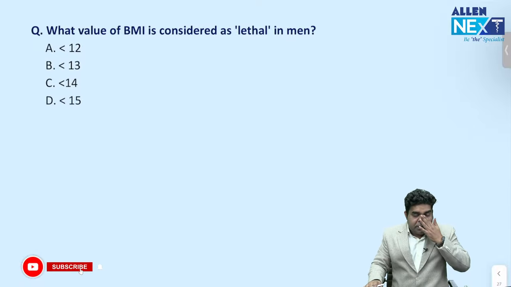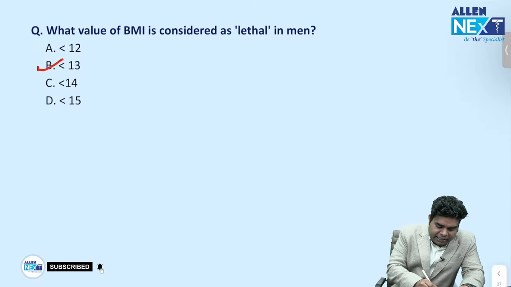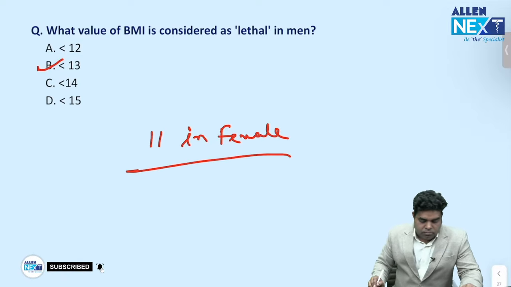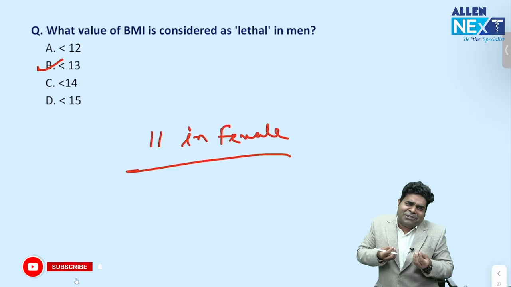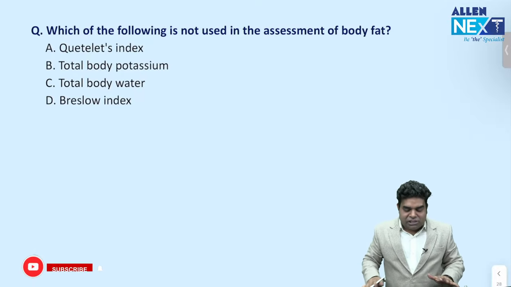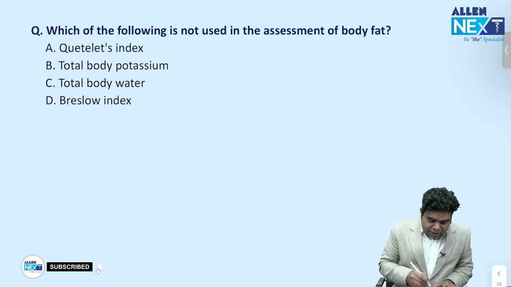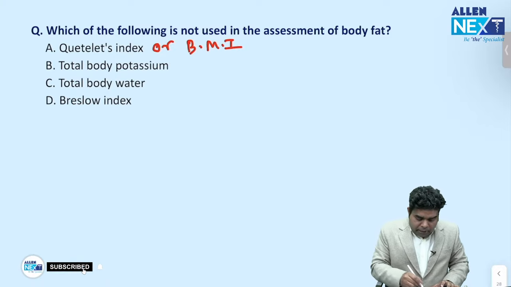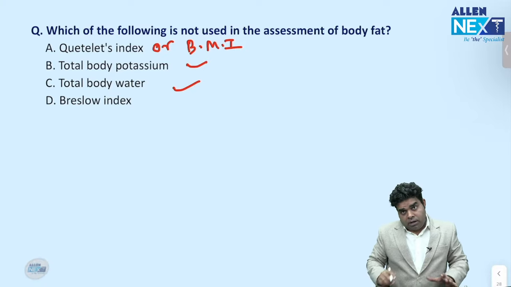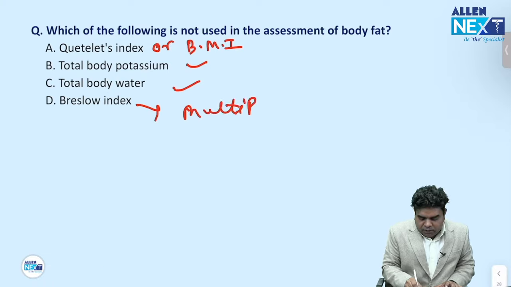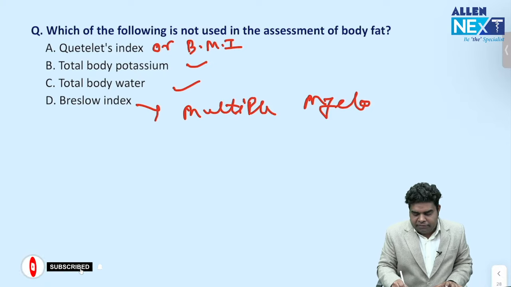Now coming to the very important areas. Do remember which BMI is lethal in men. Lethal is 13 in men and lethal is 11 in females. Okay, mine is very close to 13, just going to die. Come here. Now, which of the following is not used for assessment of body fat? See, Quetelet index is the same as body mass index. We use total potassium and body water for obesity. But Breslow index is used for melanoma. So, of course, it is not used for body fat.